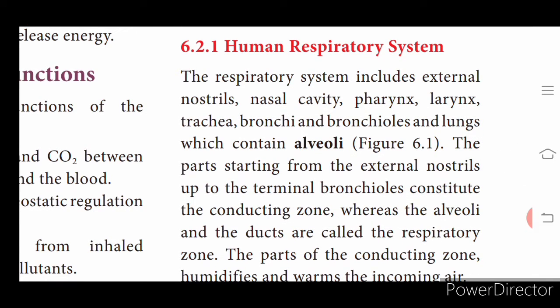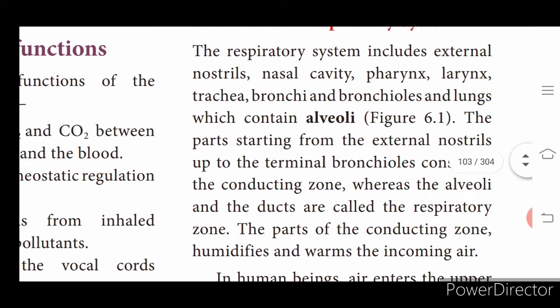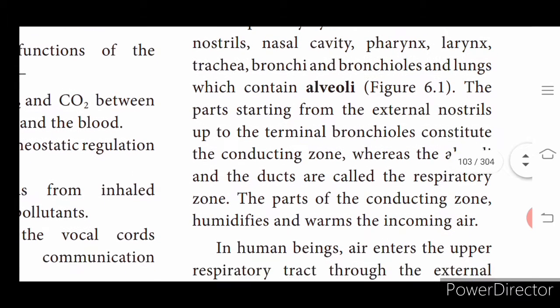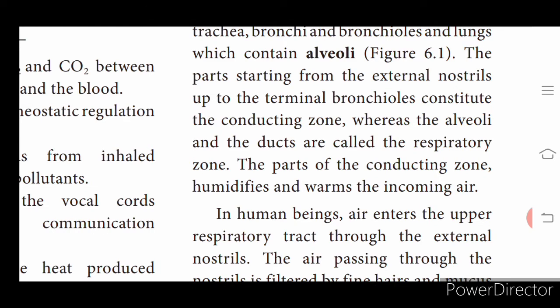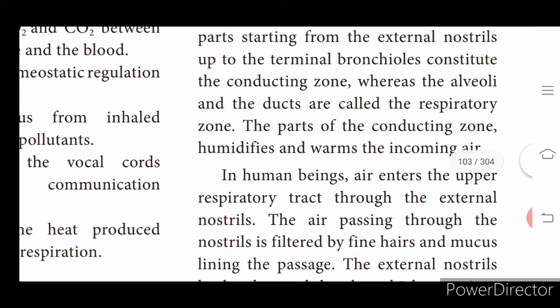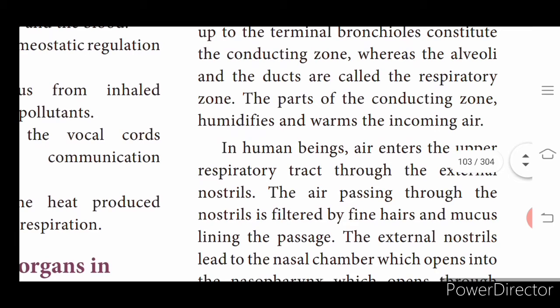So this lesson mainly deals with the human respiratory system. For that you should know the parts of the respiratory system. It includes external nostril, nasal cavity, pharynx, larynx, trachea, bronchi, bronchiole, lungs. Follow? Bronchioles are the small branches of the bronchi, and lungs contain alveoli. The path starting from the external nostril up to the terminal bronchiole constitutes the conducting zone, whereas the alveoli and ducts are called the respiratory zone.